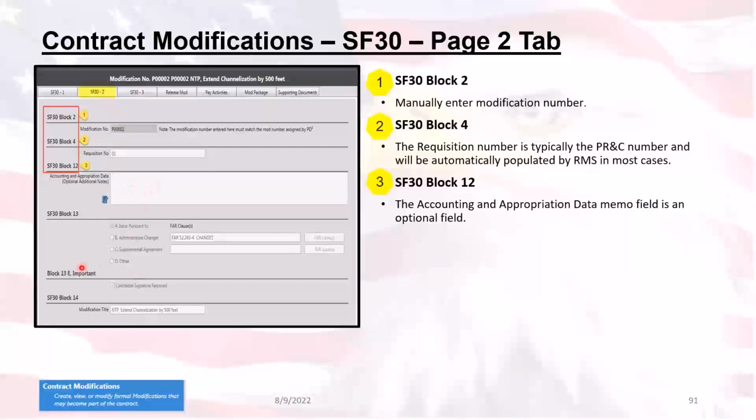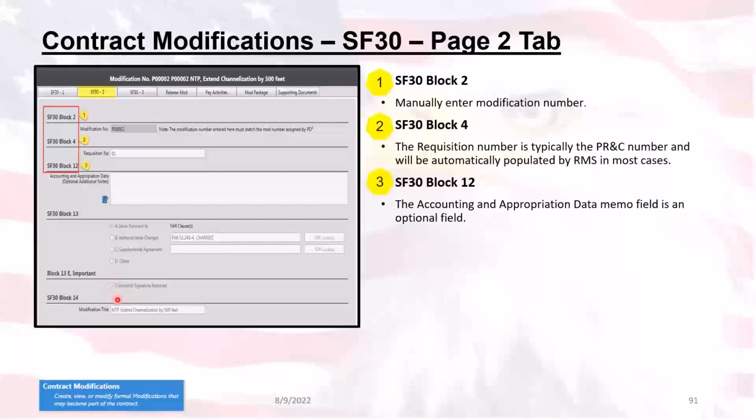Now, one thing to note, down here on this block 13E, if you want to show on the SF30 that the contractor has to have a signature required for this document, you need to check this box. Because even though you may have set up a unilateral or a bilateral change inside of the change request, if you don't check or uncheck this box based off of what type you have, when you view the SF30, it's going to show what shows up in here.